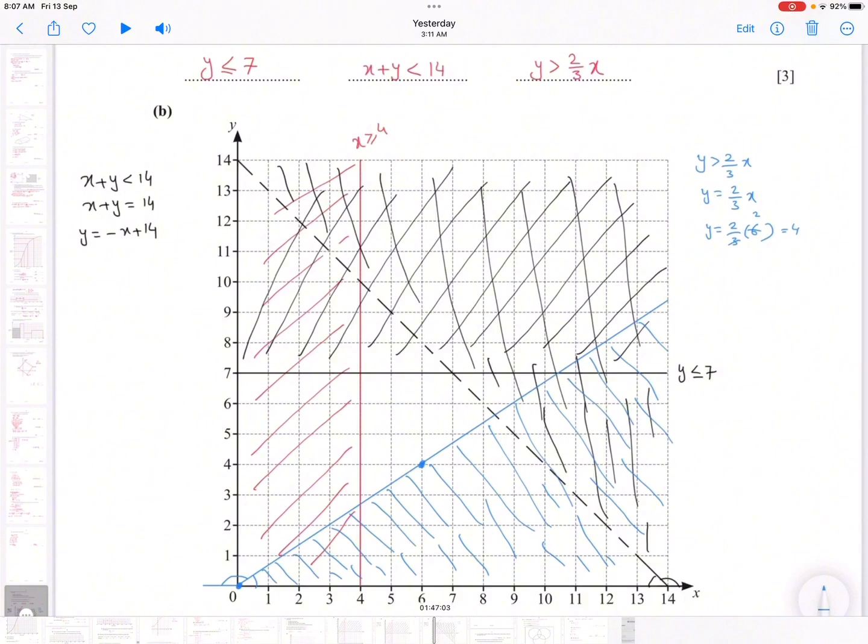So now you can see clearly there is a region between all these lines which is not shaded. So you label it with R.